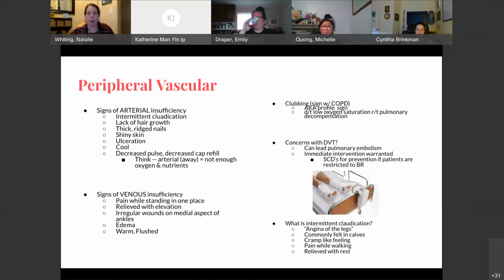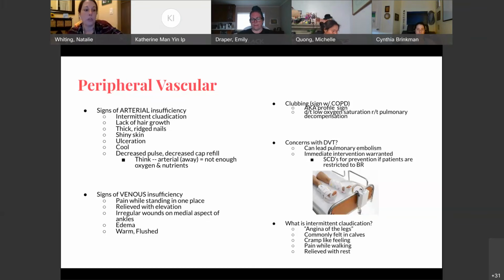It is a pulmonary embolism because that DVT can dislodge and travel up through the vessels and into the lungs and cause a pulmonary embolism. So you want to immediately intervene and take care of that.